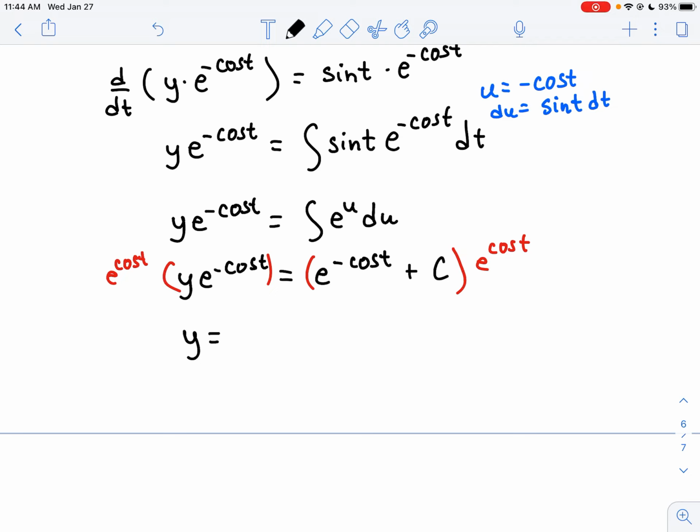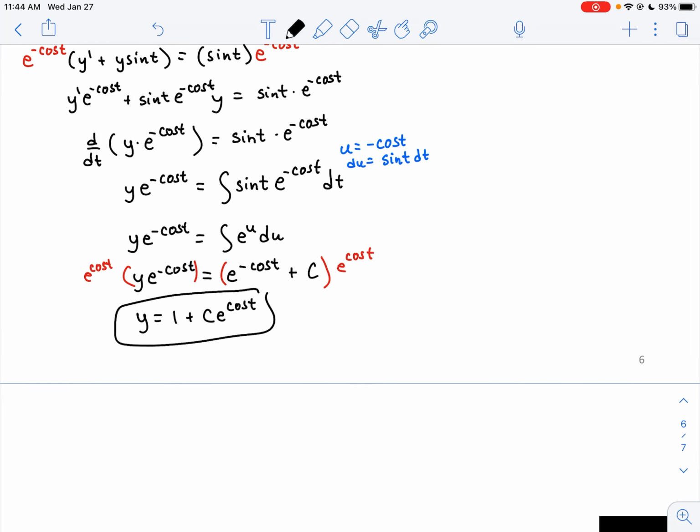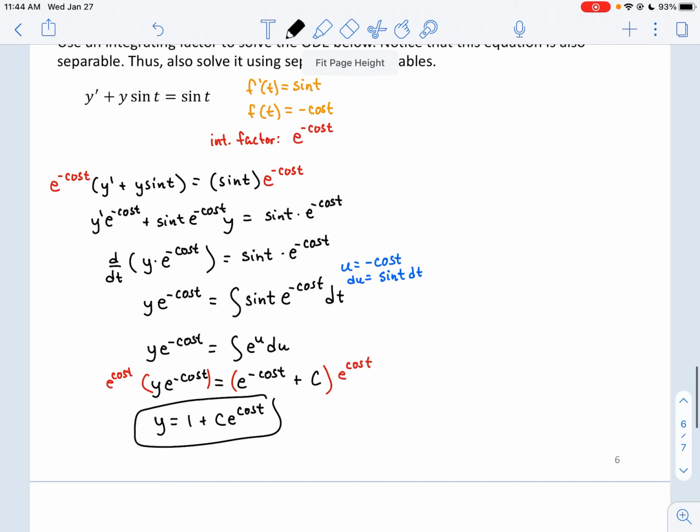So we have y is equal to e to the negative cosine t times e to the positive cosine t. When I multiply those two things, I get just 1 plus c e to the cosine of t. Okay, so here is the best we can do, because we don't have any conditions here to determine what c is to find a particular answer. So there's my general explicit solution.